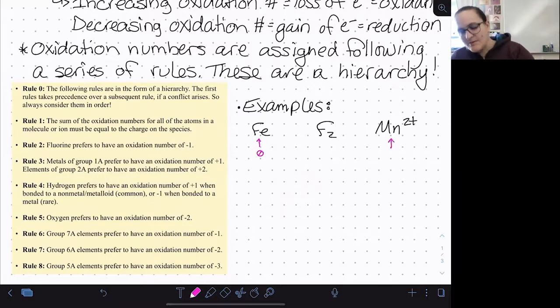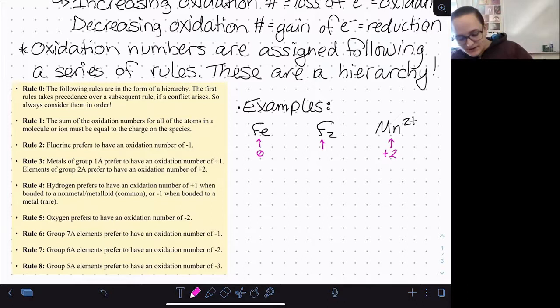Similarly, for the Mn2+, there's only one atom. It has a +2 charge. If all of our oxidation numbers add up to +2, our oxidation number has to be +2 as well. For our fluorine here, same idea. We have 2 atoms though, but they're the same element.